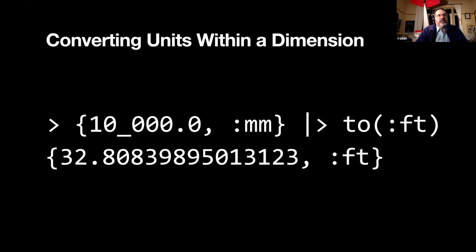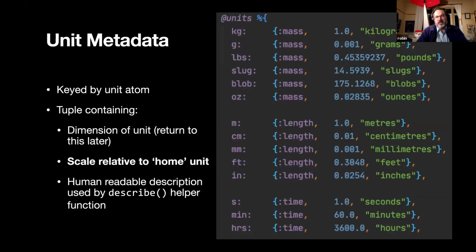The first thing we need to know is how many millimeters there are in a foot. Or we need to know all of these scaling factors so that we can translate backwards and forwards between units. So in our code, we're going to need some sort of table or lookup to know what all of those factors are. And so we have this units map, and the keys are the atoms that we're using to identify kilograms, grams, pounds, slugs, and blobs.